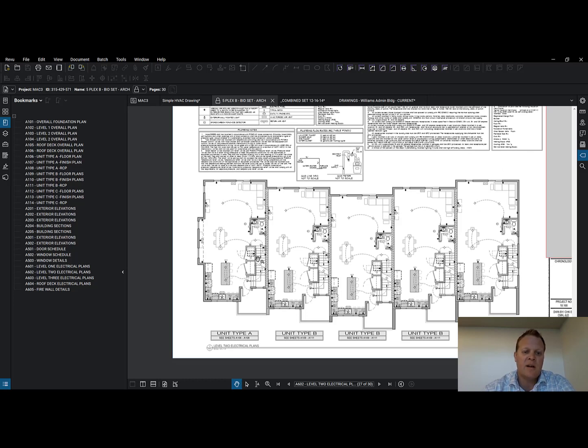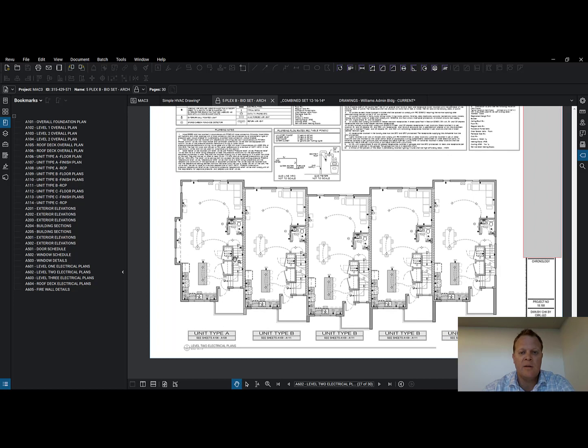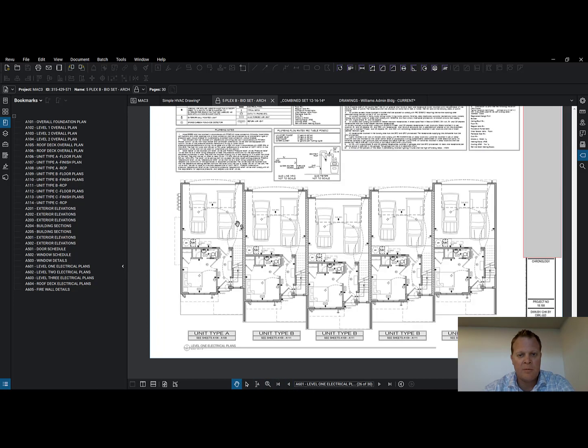All right, so let's now go to the refrigerant. Now, on these apartments like this, where do they put the condensing units?